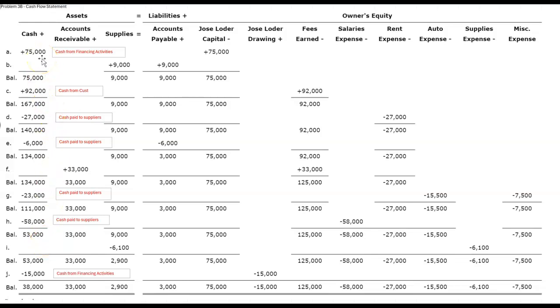Okay, so this is the first year of the company, and the first year that cash came in was right here. And it looks like the owner invested $75,000 in the business. Okay, because the capital increased and the cash increased. So the ending balance in cash then is $38,000, and this is what your statement of cash flows has to tie out to, that $38,000, the ending balance in cash.